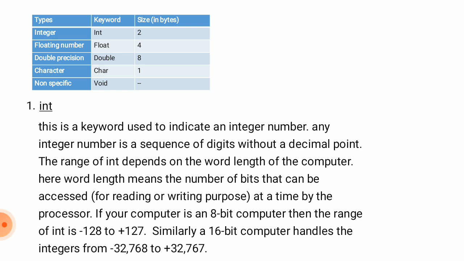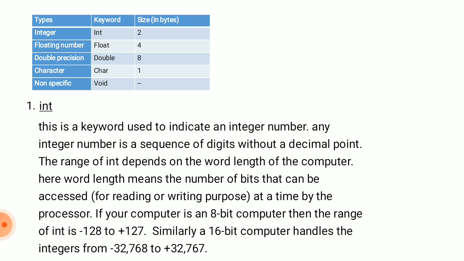Now we will see what is the int data type. This is a keyword used to indicate an integer number. Any integer number is a sequence of digits without a decimal point. So in integer you should not give any decimal point. The integer means the whole number without any decimal point.